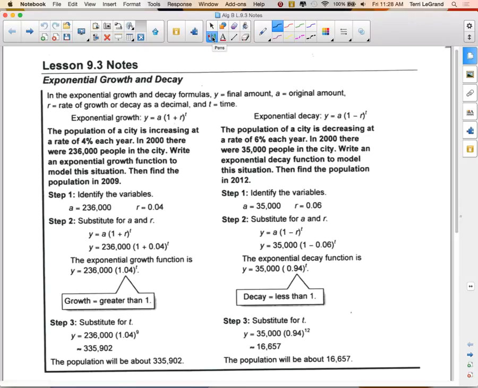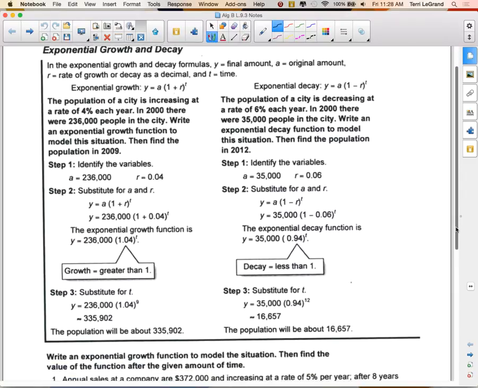Okay, so our learning goal today states I can solve problems involving exponential growth and decay. Not only are you going to solve them, but sometimes you have to set them up. Okay? So let's read this top part up here, where we're definitely going to be doing some highlighting. In exponential growth and decay formulas, they each have their own formula.